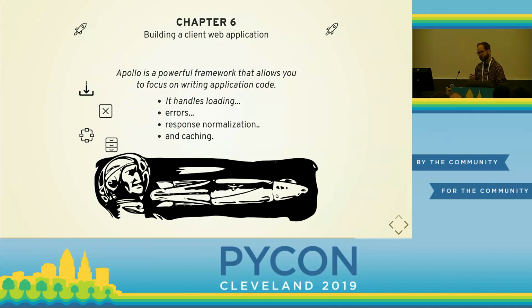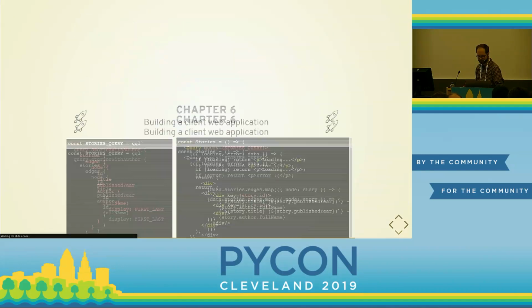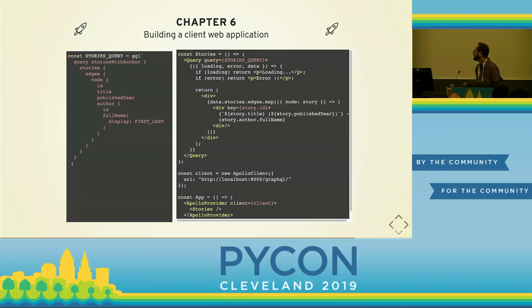We can use Apollo with a number of things, like any JavaScript front-end framework like Vue or React or Angular. And there are a number of clients for iOS and Android. But we'll just be looking at the specific use case of using it with React. So this is all the code that you would need in order to run a query, which is similar to what we've seen before. We're just getting the stories, title, published year, and author name, and displaying that on the page.